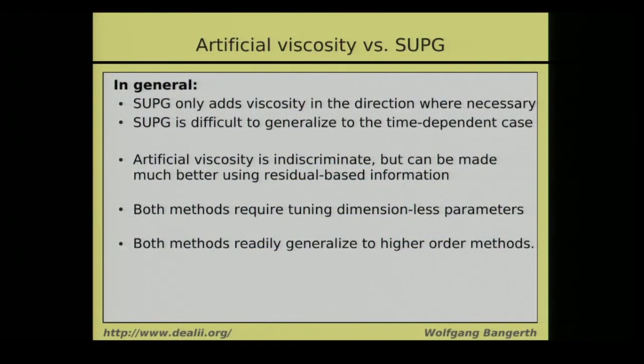So a typical number, for example, for beta in the artificial diffusion case would be somewhere between 0.1 and 1. But I need to figure out, I need to play with this. Beta needs to be large enough so that the scheme is stable, but small enough that I don't introduce too much error due to this approximation. Okay? Both of these methods generalize rather easily to higher order methods. So whether you use Q1 elements or Q2 elements, it's not very difficult to make them work for higher order elements as well.